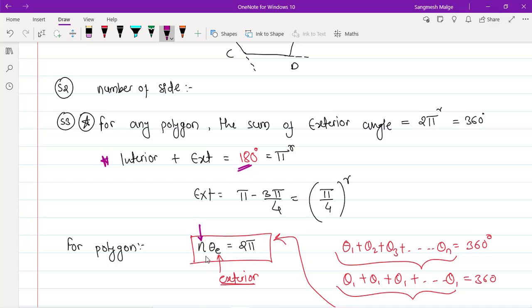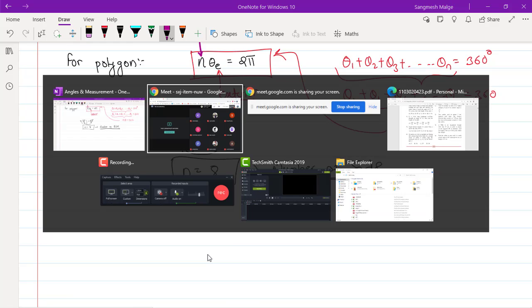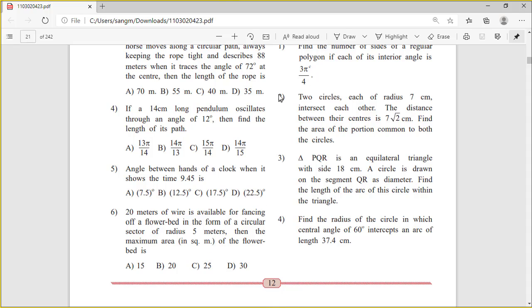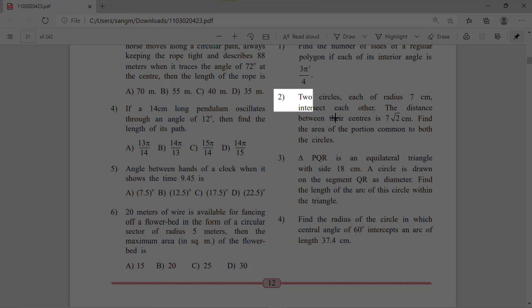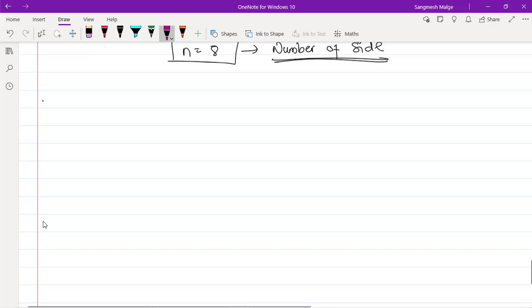Theta e is the exterior angle, and it equals 2π. Remember this for a given regular polygon. If it is irregular, then no one can find it, so you need many constructions for that. Without any further delay, let's start the second question. So any doubt till this point, you can ask me directly, no problem.